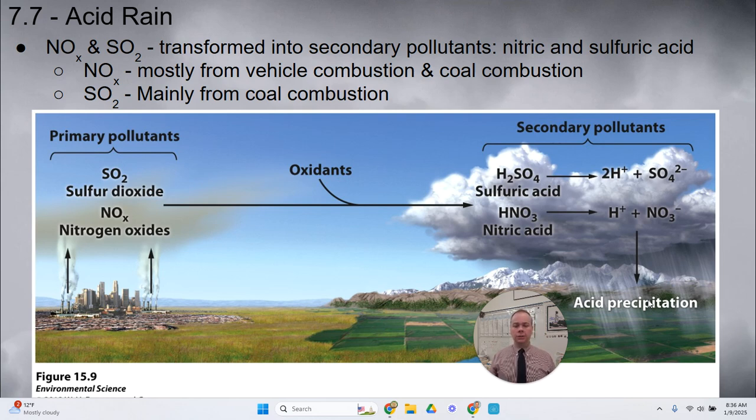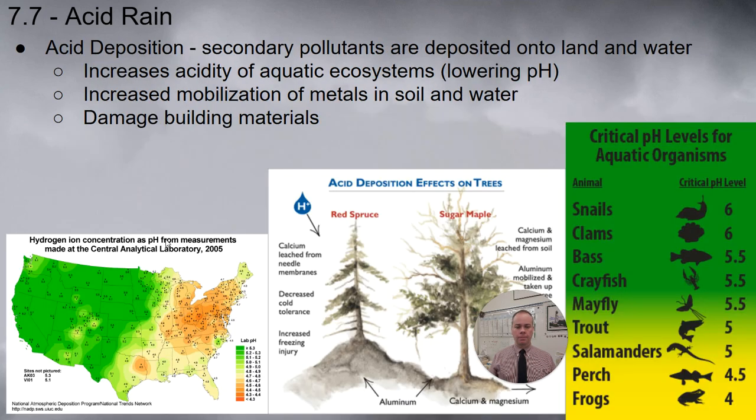Normal rainwater is slightly acidic, has generally a pH of around 5.6, and that's because it has carbon dioxide dissolved in it, and that forms carbonic acid. So typical unpolluted rainwater has a pH of 5.6. When we start to move well below that, then we have acid rain. Acid deposition, those secondary pollutants, as they fall to the earth, can have a variety of effects on ecosystems.